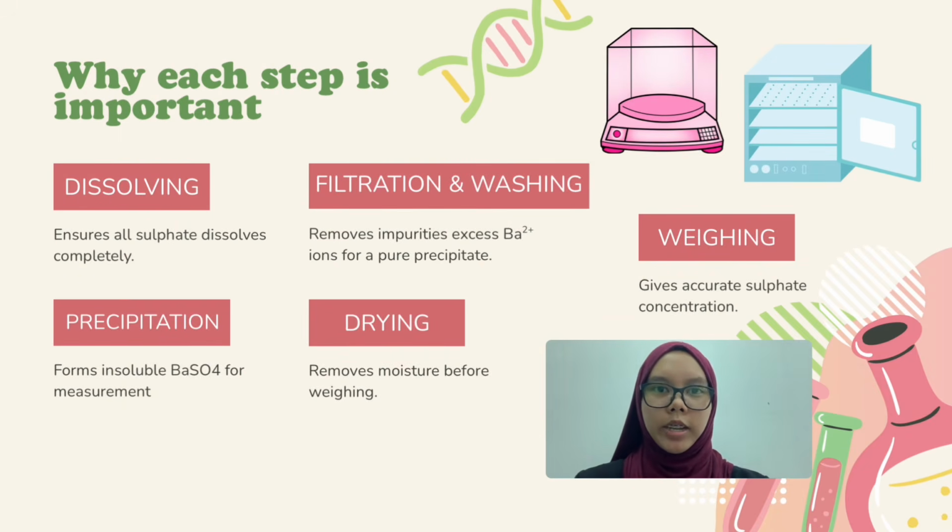Every step in gravimetric analysis is important to obtain an accurate result. First, the sample is dissolved completely so all sulfate ions can react. Next, barium chloride is added to form an insoluble barium sulfate precipitate. The precipitate is then filtered and washed to remove impurities and excess ions. The precipitate is then dried to remove moisture before weighing. Finally, the mass of the pure barium sulfate is measured and used to calculate the sulfate concentration. Skipping or performing any of the steps incorrectly may reduce the accuracy of the analysis.